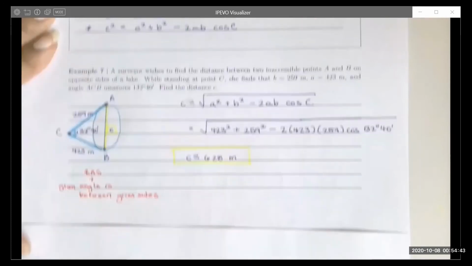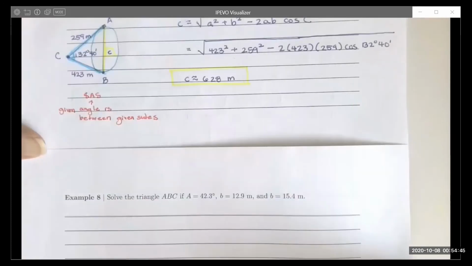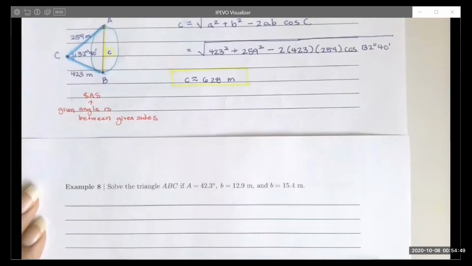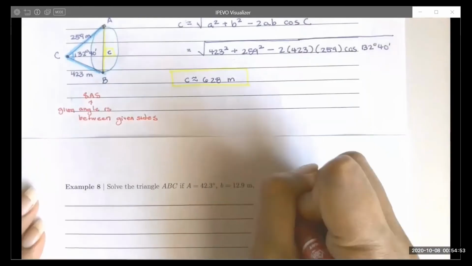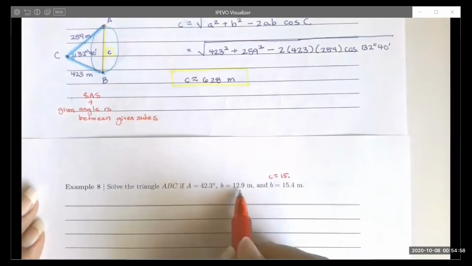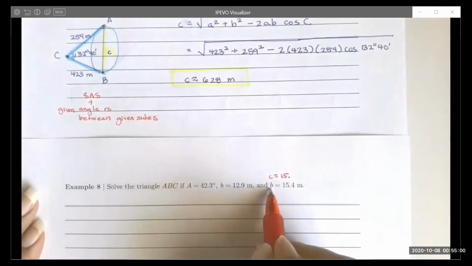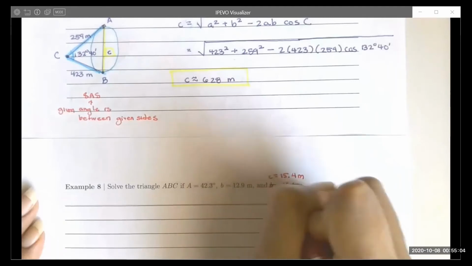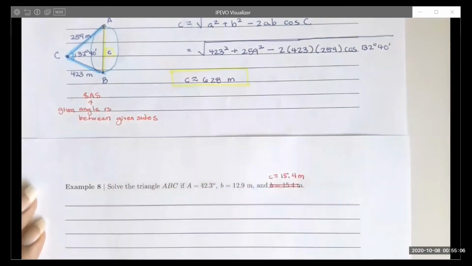All right, so here's example 8. We have solve triangle ABC, and this is a typo that I meant to correct before I uploaded, but this should be B is 12.9 meters, and then C is 15.4 meters. So I can go ahead and cross this off. That should be C.